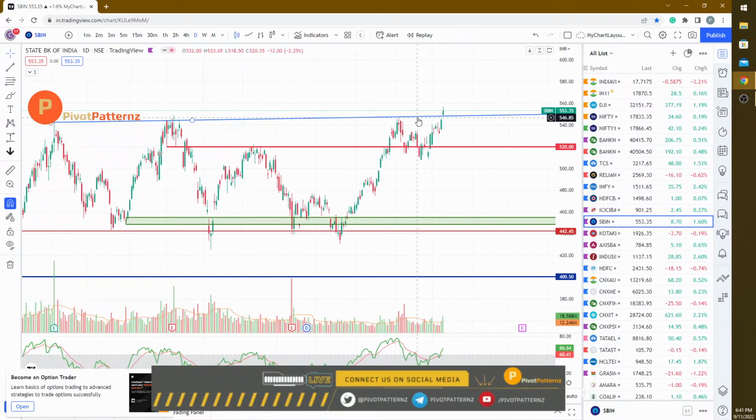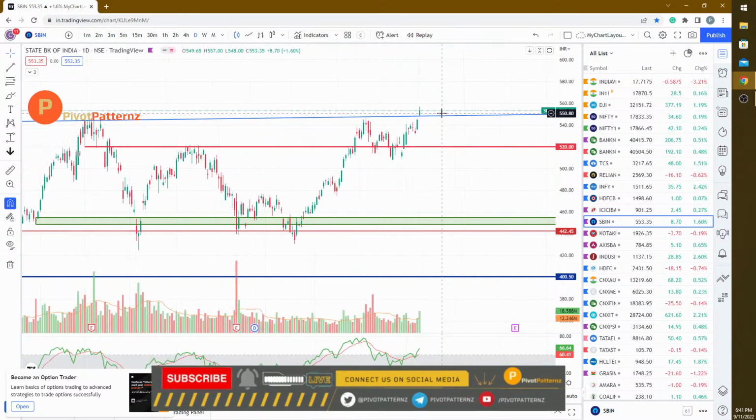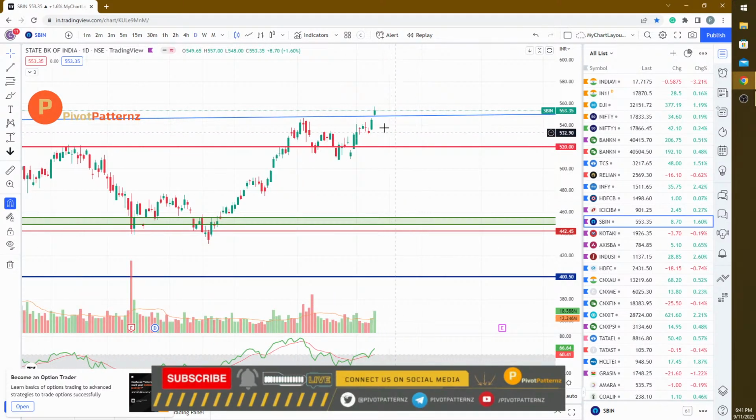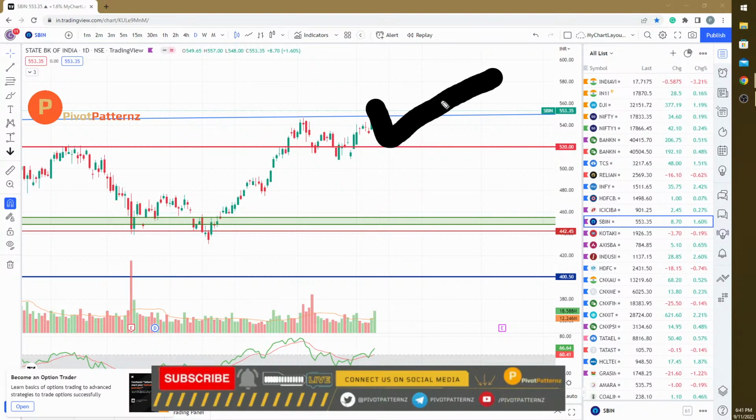We might test the all-time high again. So if we get any price closer to this, then make sure you buy SBIN. This swing low would be the stop loss if you happen to get this on a correction. So there can be a possibility that SBIN might come here and reach.